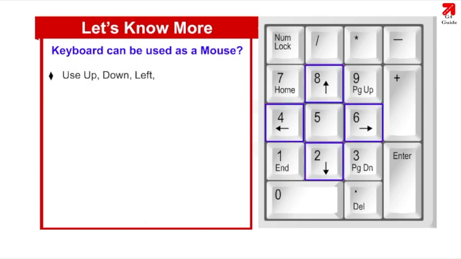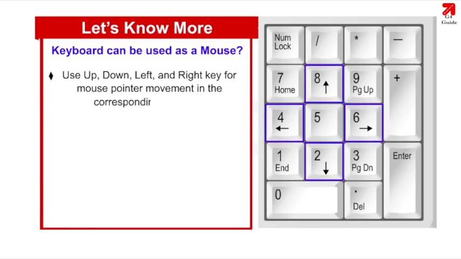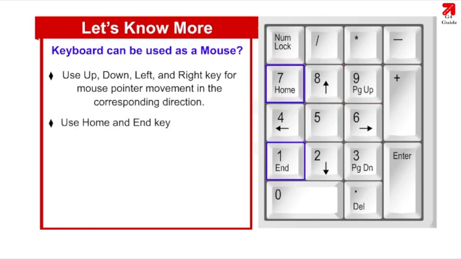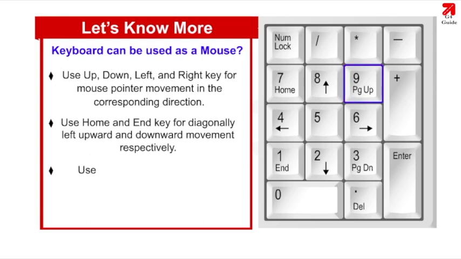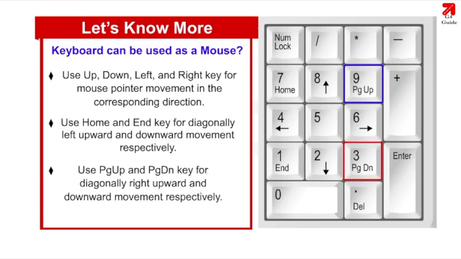Okay students, do you know that a keyboard can be used as a mouse? Let us see how. Use up, down, left and right key for mouse pointer movement in the corresponding direction. Use home and end key for diagonally left upward and downward movement respectively. Use page up and page down key for diagonally right, upward, and downward movement respectively.